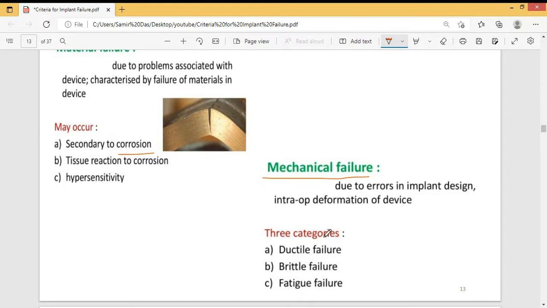This is also categorized into three parts. Sometimes it is ductile failure, sometimes brittle failure, and sometimes fatigue failure. Basically fatigue means repeated load with time, or cyclic load with time.